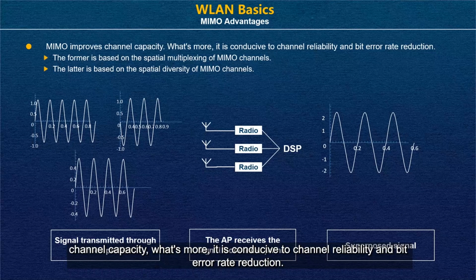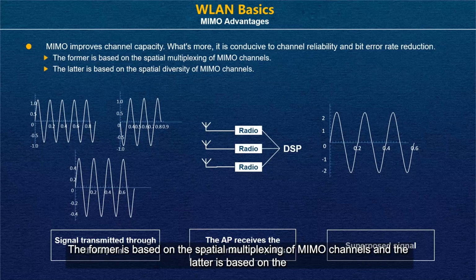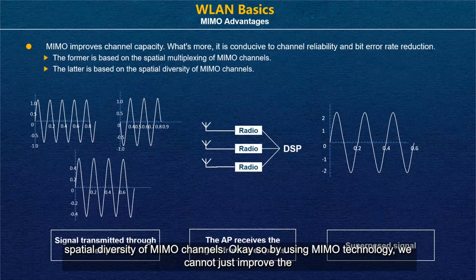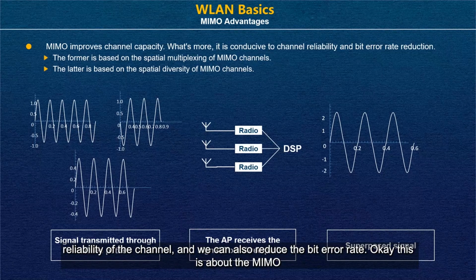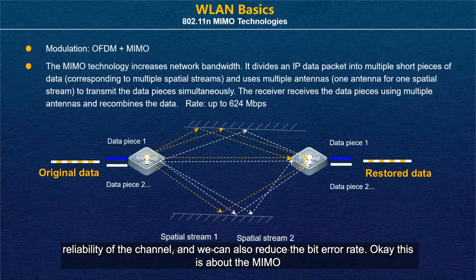And then, if we use MIMO technology, it has multiple advantages. It improves channel capacity. What's more, it is conducive to channel reliability and bit error rate reduction. The former is based on the spatial multiplexing of MIMO channels, and the latter is based on the spatial diversity of MIMO channels. Okay, so by using MIMO technology, we can not only improve the reliability of the channel, we can also reduce bit error rates. Okay, these are the MIMO advantages.